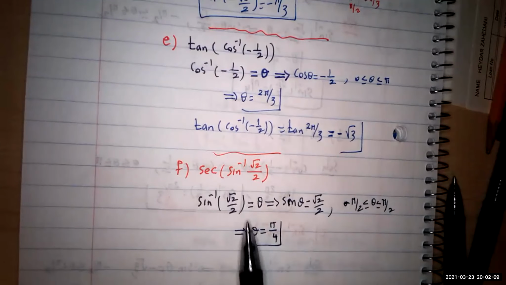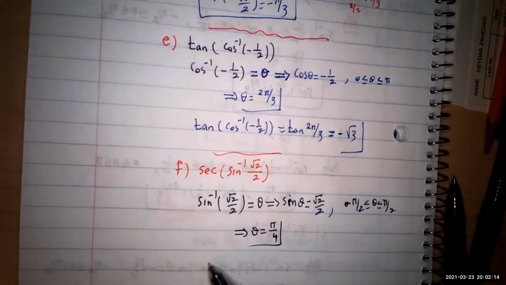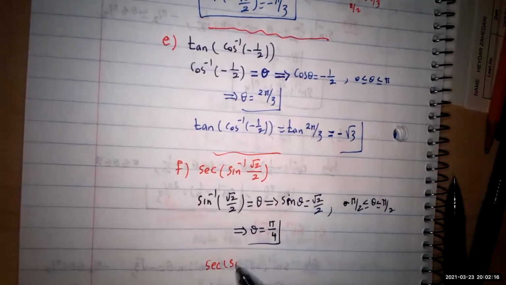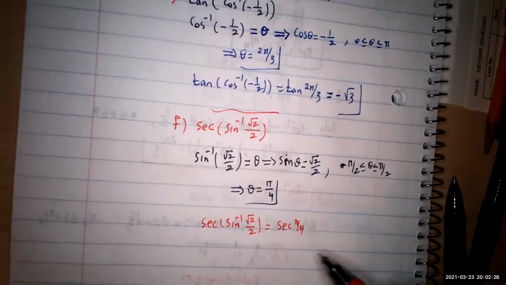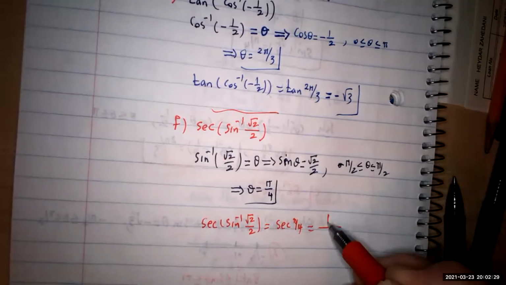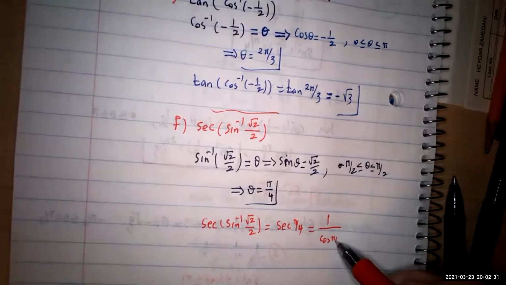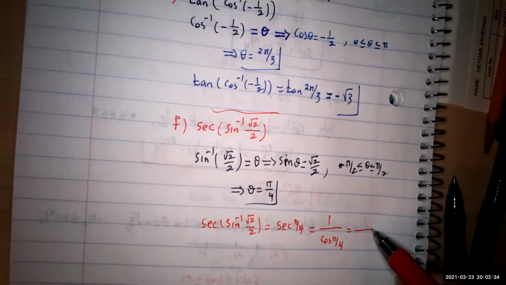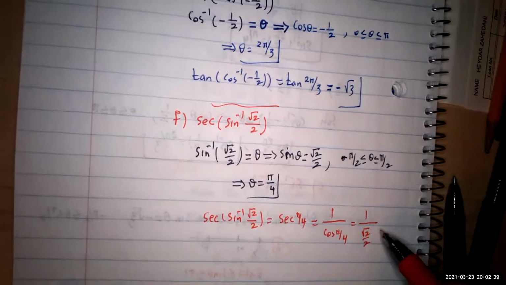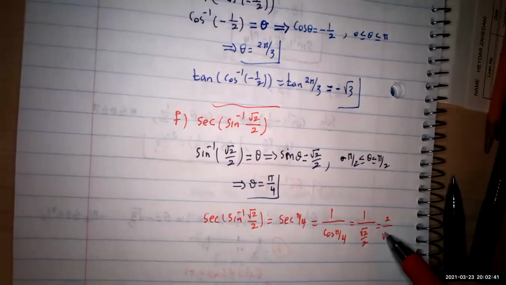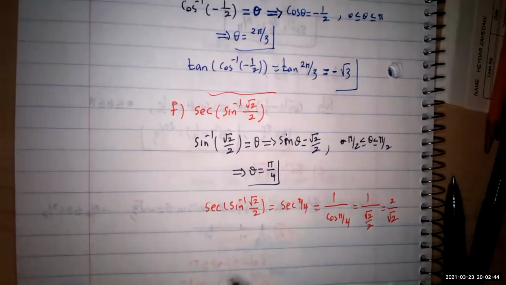Now you go back and substitute here. You were interested in the secant of the sine inverse of radical 2 over 2. So you get the secant of pi over 4. You know that the secant is 1 over cosine. So it's going to be 1 over cosine of pi over 4. Cosine of pi over 4 is radical 2 over 2. So you flip it, and that gives you 2 over radical 2. Then you have to simplify it.